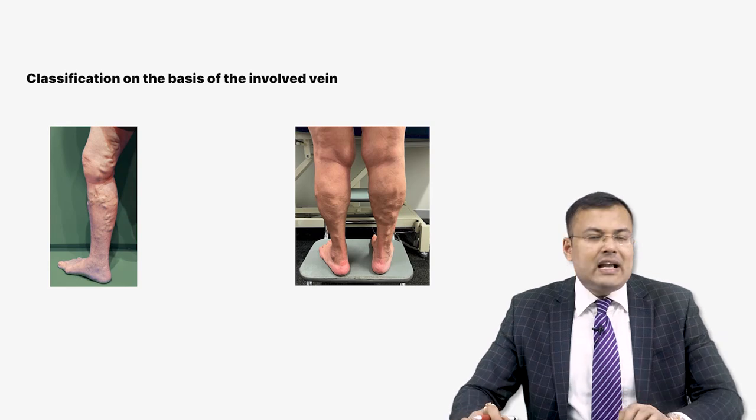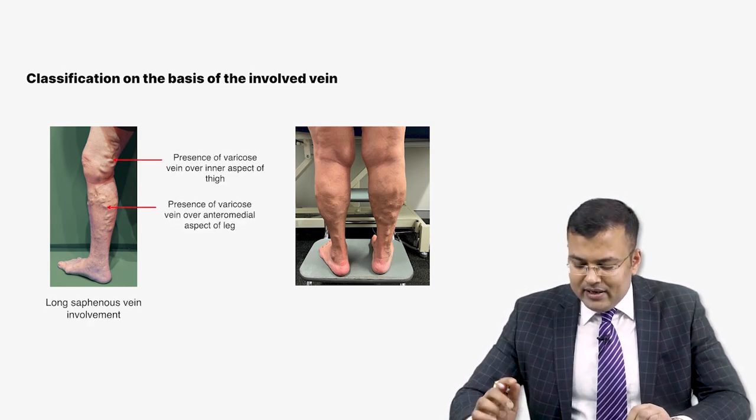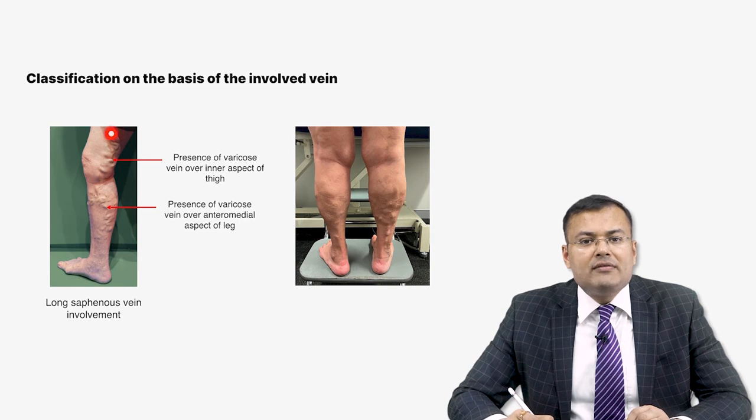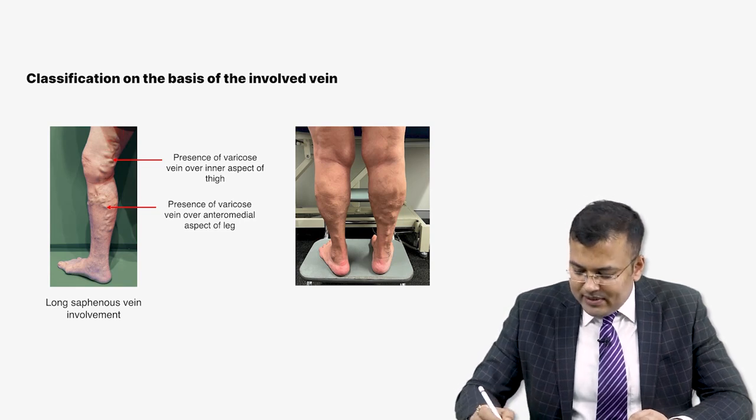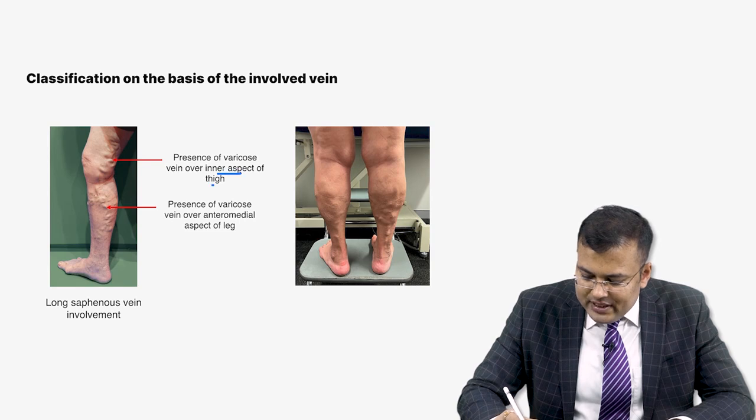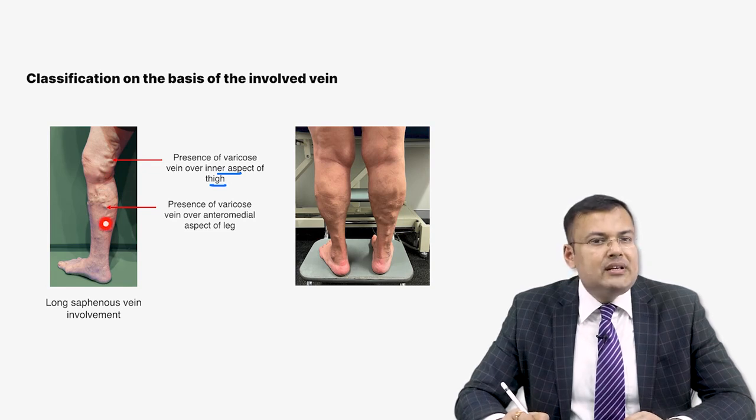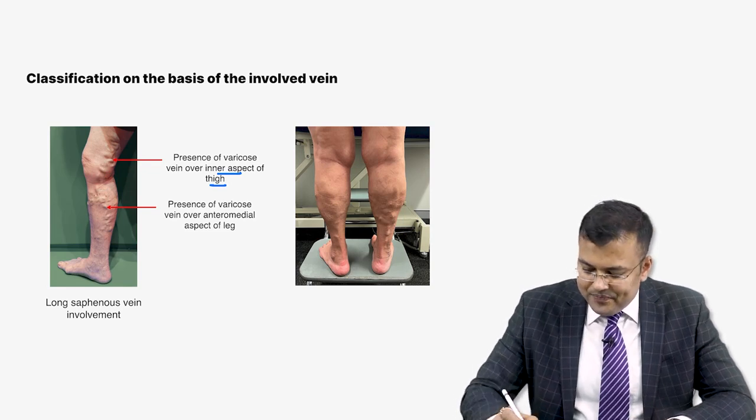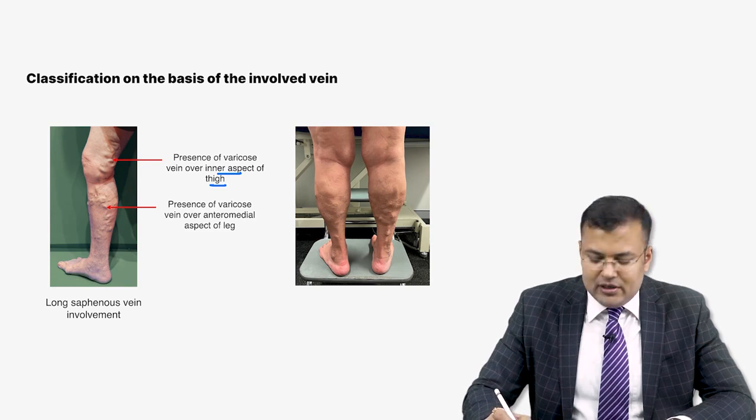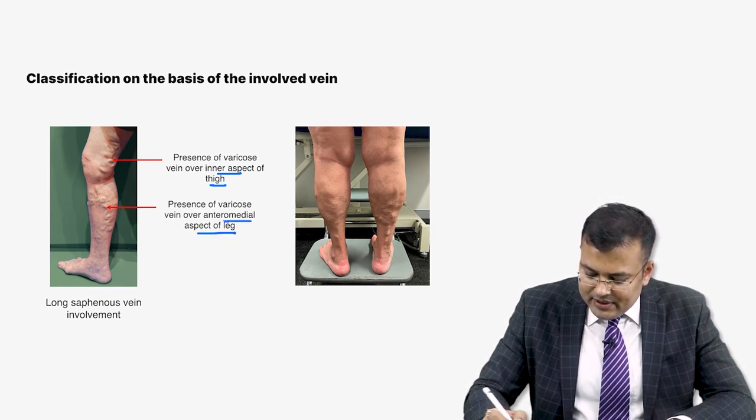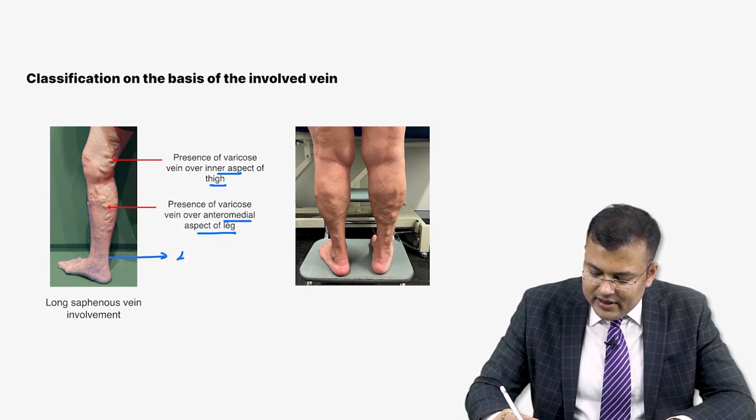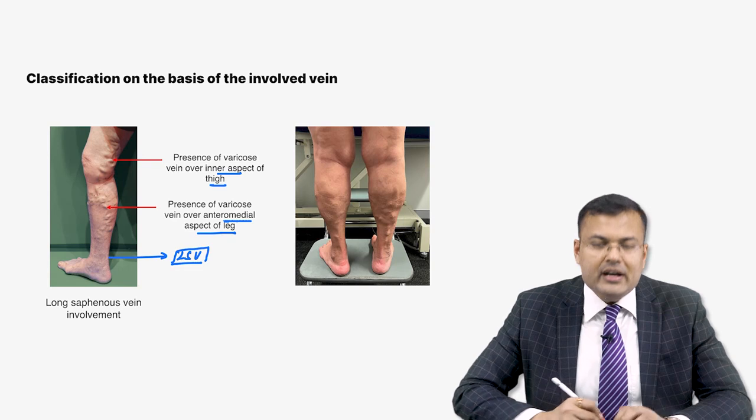Now you can see the classification on the basis of involved vein. Imagine whenever there is involvement of the medial aspect or inner aspect of thigh, if the varicose vein is located along the inner aspect of thigh and anteromedial aspect of leg, which vein is involved here? Involvement of long saphenous vein or great saphenous vein.